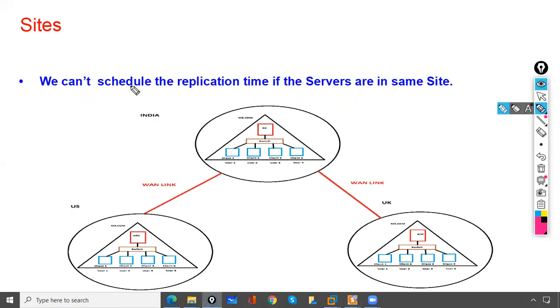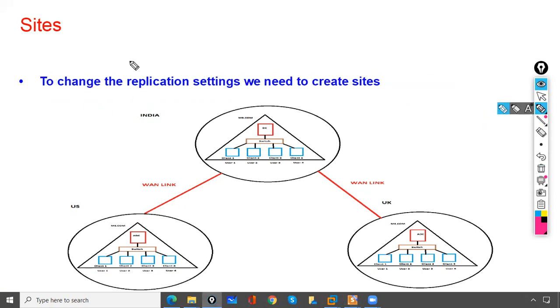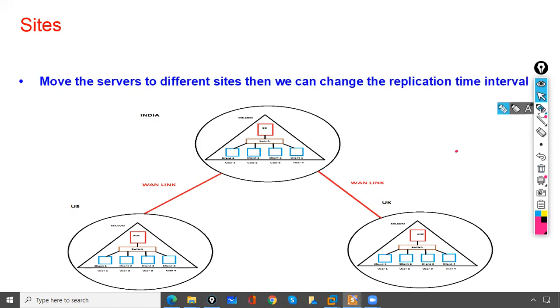So guys, we can't schedule the replication time if the servers are in the same site. To schedule the replication time, the servers should be in different sites. So to change the replication settings, we need to create sites. We'll create the sites and then move the servers to different sites. Then we can change the replication time interval.